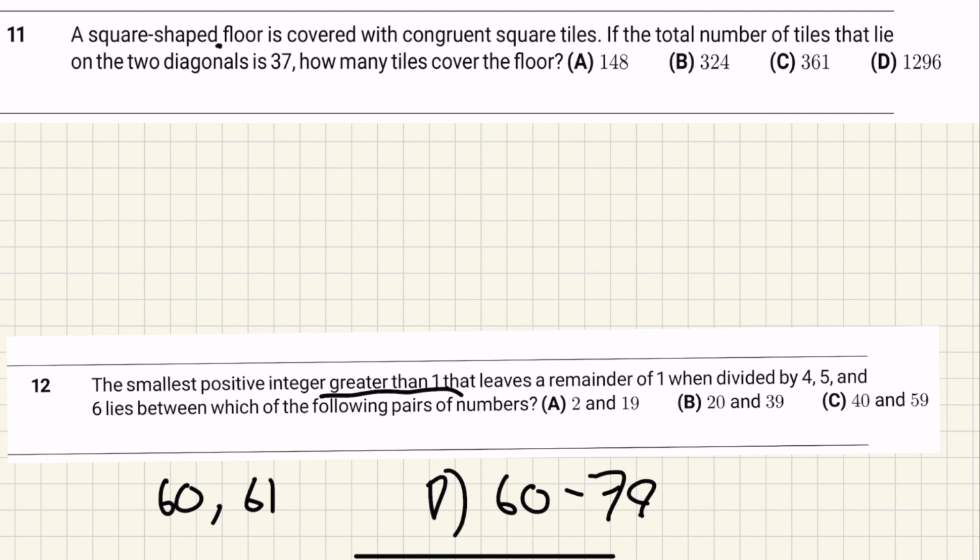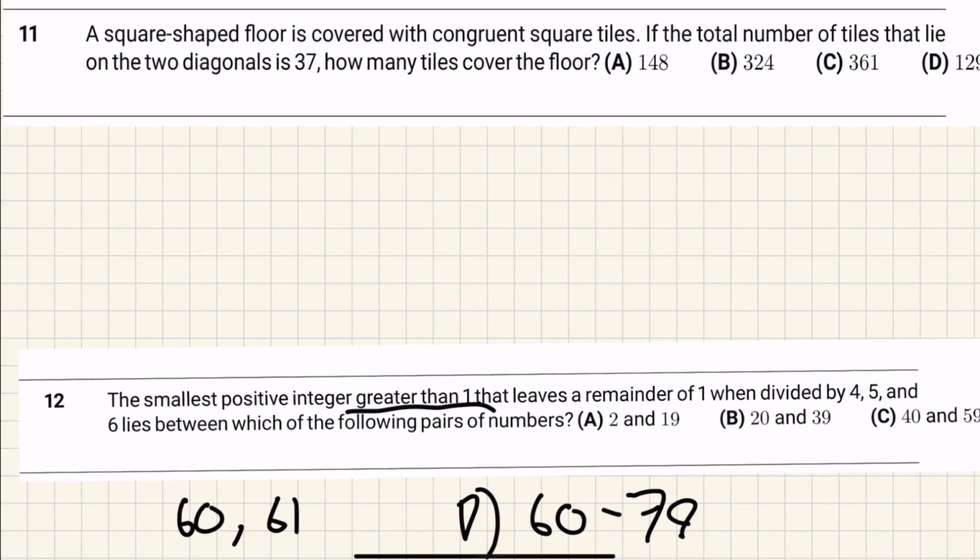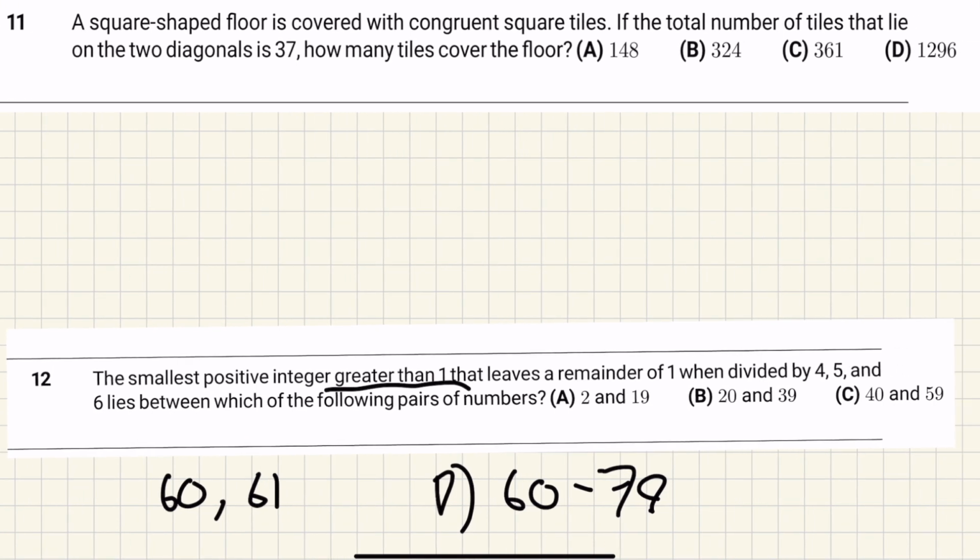A square-shaped floor is covered in many congruent square tiles. So it just means like it's a square grid like what I've got drawn here. If the total number of tiles that lie on the two diagonals is 37, how many tiles cover the floor? Well, there's a bunch of options here. One's actually been cut off. It doesn't matter. Let's just think about the problem. We can work it out without having to look at all of the options.